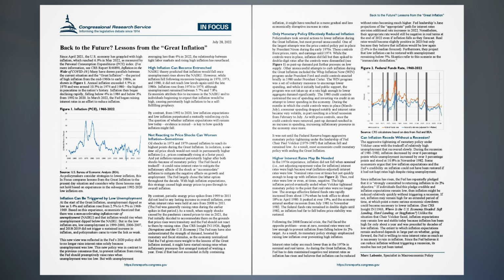Many have drawn parallels between the current situation and the Great Inflation, the period of high inflation from the mid-1960s to early 1980s, as shown in Figure 1. Annual inflation exceeded 4.5% in 1970 and was around 10.5% in 1974 and 1980, the highest in peacetime in the nation's history. Inflation then began declining rapidly, falling below 4% in 1984 and below 3% from 1992 to 2020.